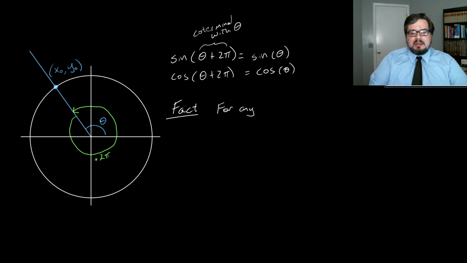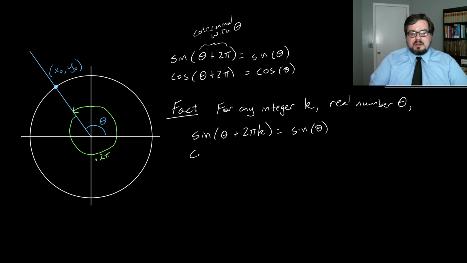For any integer k and number theta, sine of theta plus 2 pi k is equal to sine of theta, and cosine of theta plus 2 pi k equals cosine of theta. And of course, because this is true for sine and cosine, it's also true for their reciprocals.